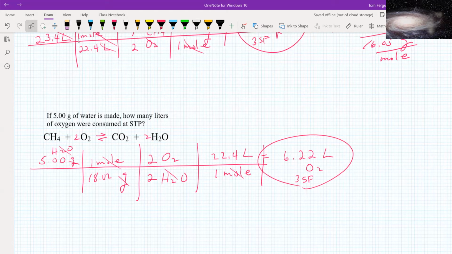All right. Are there any questions about any of these we've done? Notice again, 3 steps. Given to moles and the balanced equation ratio. Make sure what you're given is canceled always on the bottom. And then the last step is going from moles to what you're trying to calculate.